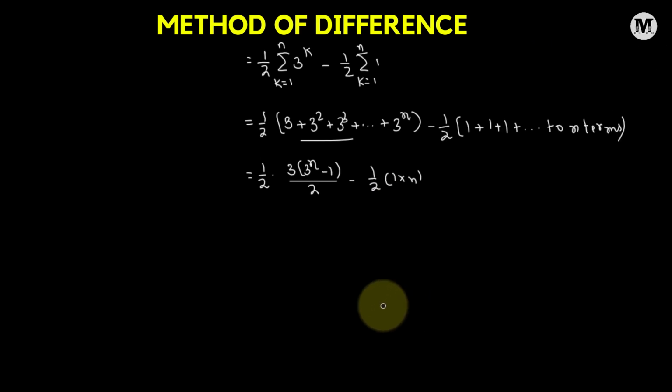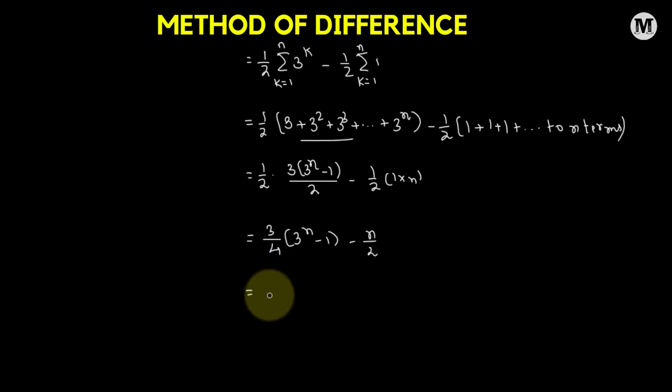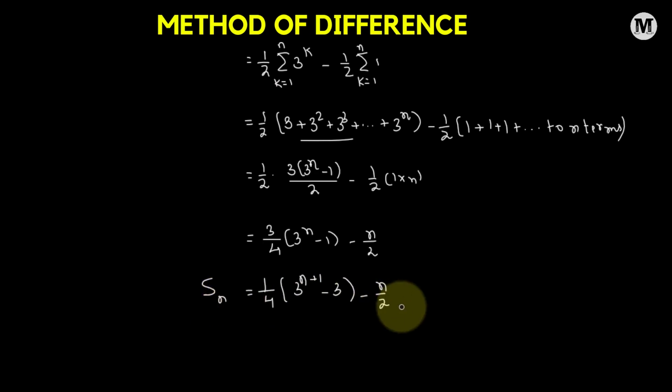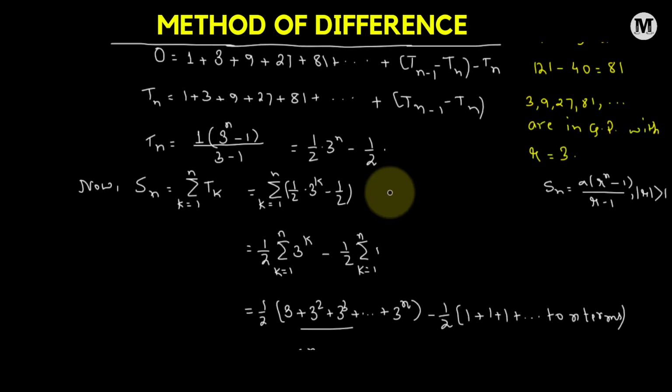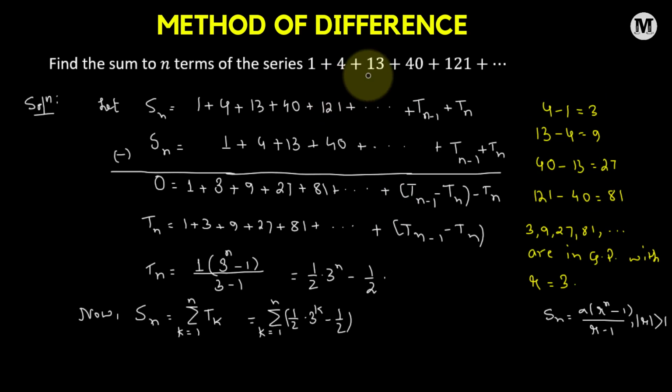Now we are going to simplify this, and that finally gives us 3 over 4 multiplied by 3 raised to the power of n minus 1, minus n over 2. Okay, so let's multiply this 3 with the two terms inside the parentheses. So we have 1 quarter multiplied by 3 raised to the power of n plus 1 minus 3, minus n over 2. So this is going to be the final sum to n terms of our series, which is given by 1 plus 4 plus 13 plus 40 plus 121.